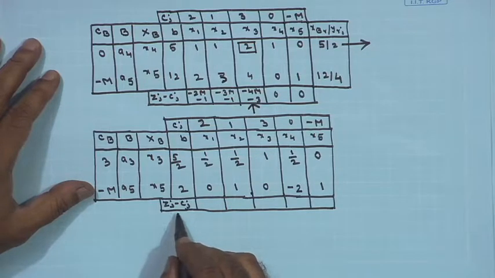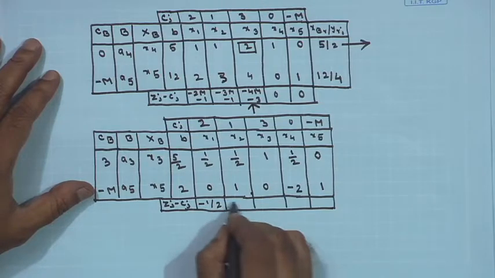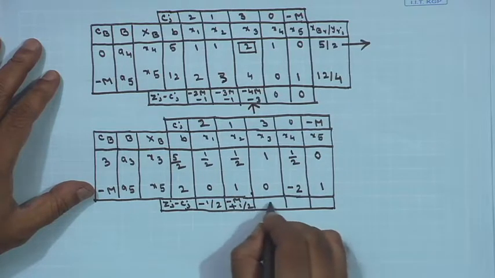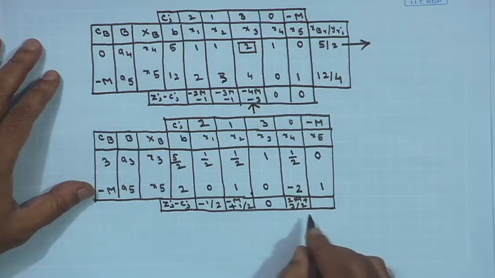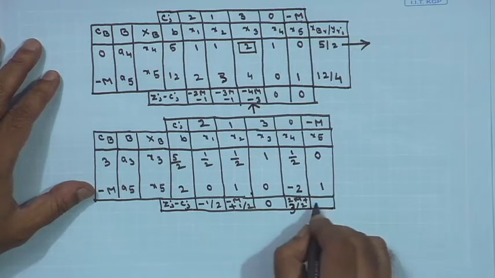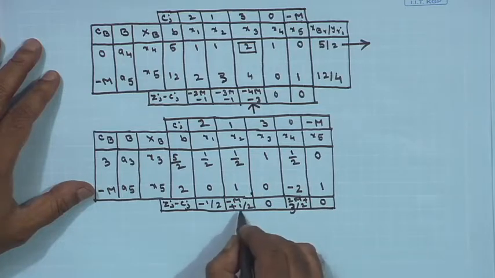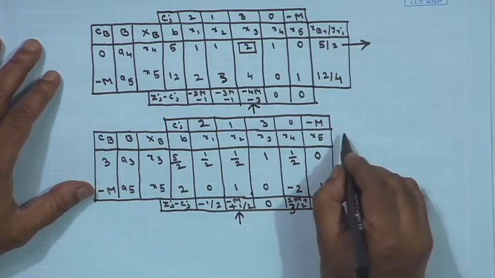So, now calculate the Zj minus Cj. Your Zj minus Cj will be minus of minus M plus half, 0. 2M plus 3 by 2, please this will be 2M plus 3 by 2, this will be 0. Again we have a negative Zj minus Cj. So, this will be the iterative function.